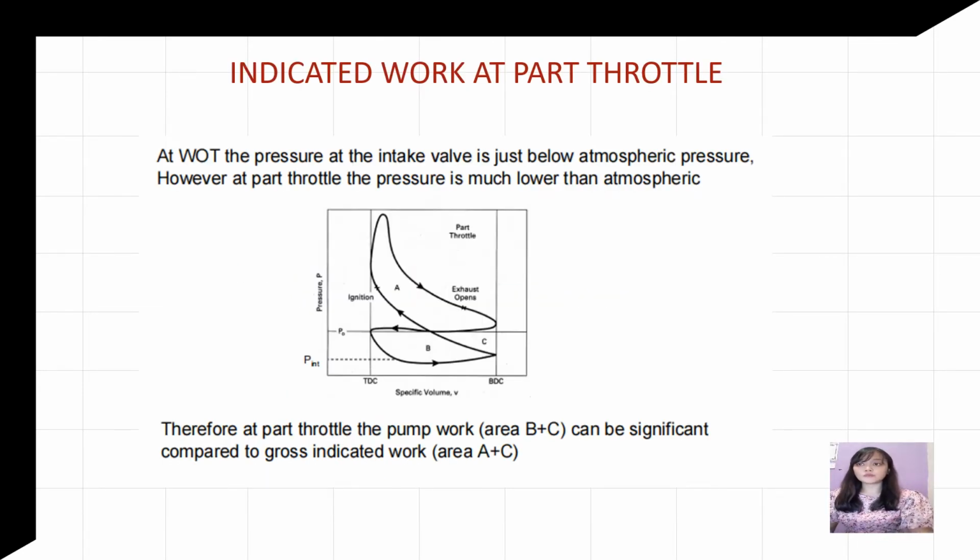Indicated work at part throttle. At wide open throttle, the pressure at the intake valve is just below atmospheric pressure. However, at part throttle, the pressure is much lower than atmospheric pressure. Therefore, at part throttle, the pump work, which is at areas B and C, can be significant compared to the gross indicated work, which is at areas A and C.